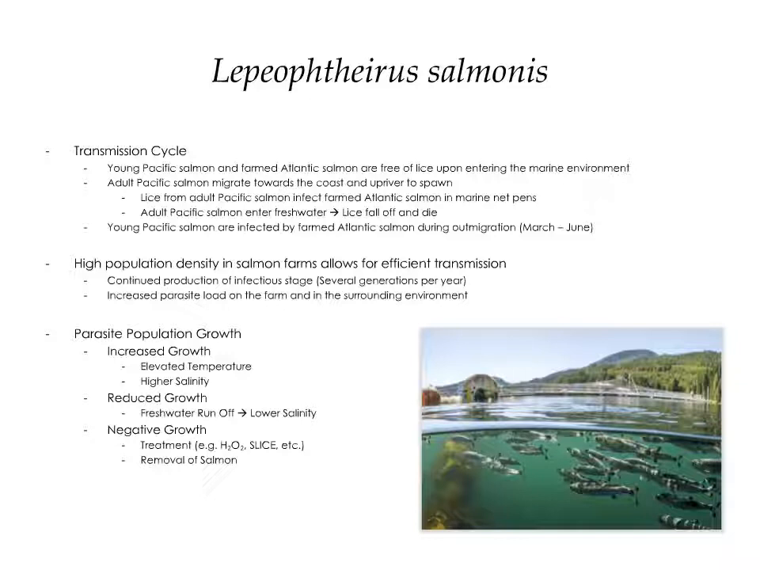The growth of the salmon louse population is dependent on a number of factors. Increased growth typically occurs with elevated temperature and a higher salinity. Reduced growth typically occurs with freshwater runoff as it results in a lower salinity. Negative growth occurs when the population is treated or when the salmon are removed.